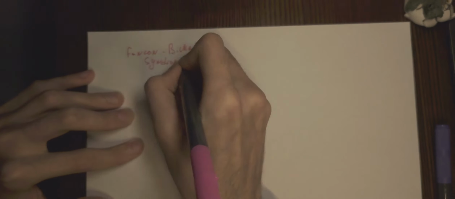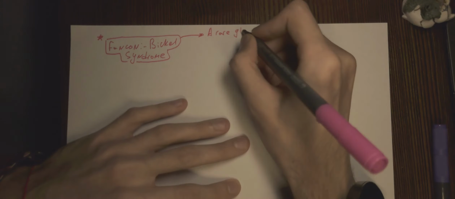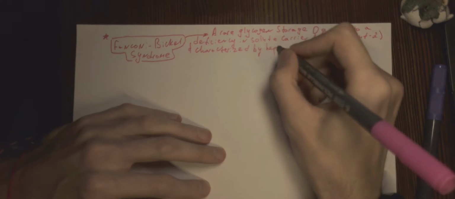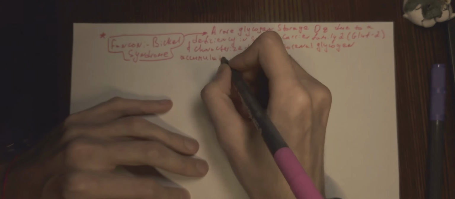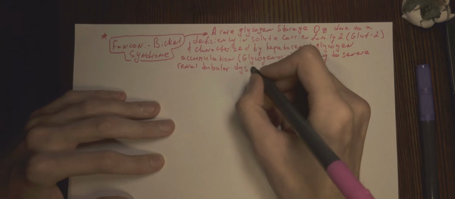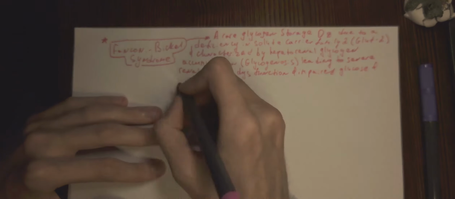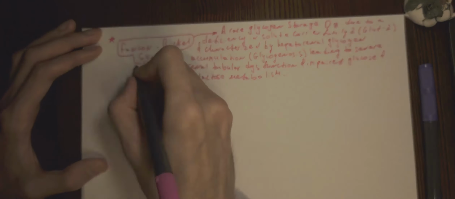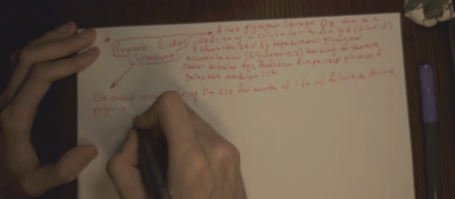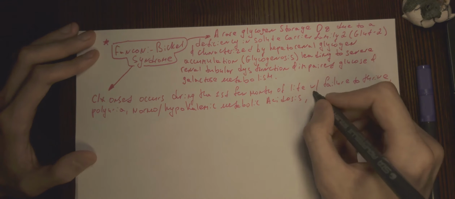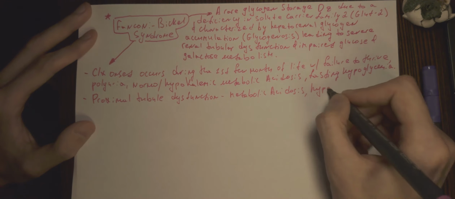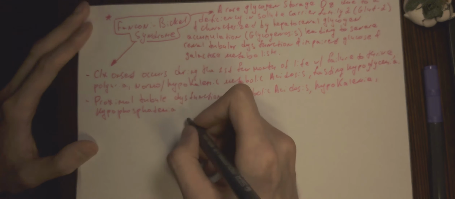Fanconi-Bickel syndrome is a rare glycogen storage disease due to a deficiency in solute carrier family 2, GLUT2, and characterized by hepatorenal glycogen accumulation, also known as glycogenosis, leading to severe renal tubular dysfunction and impaired glucose and galactose metabolism. Clinical onset occurs during the first few months of life, with failure to thrive, polyuria, hypokalemic metabolic acidosis, fasting hypoglycemia, proximal tubule dysfunction, leading to metabolic acidosis, hypokalemia, hypophosphatemia, and rickets.